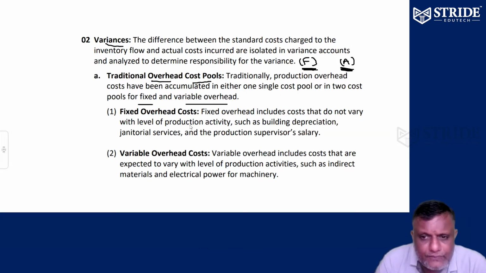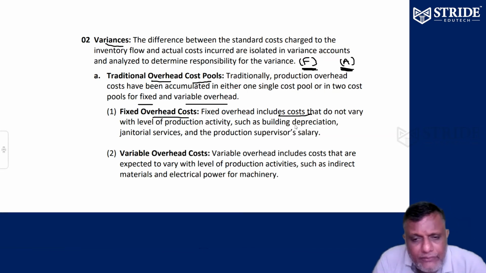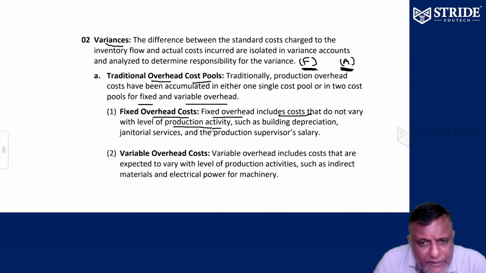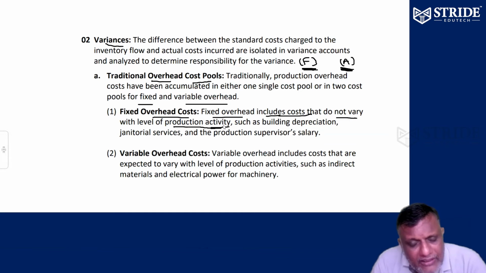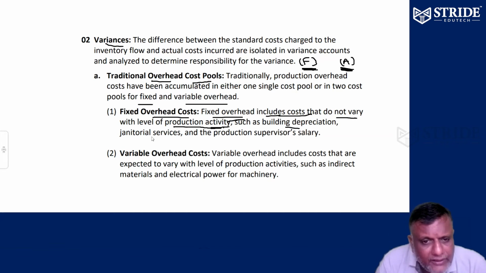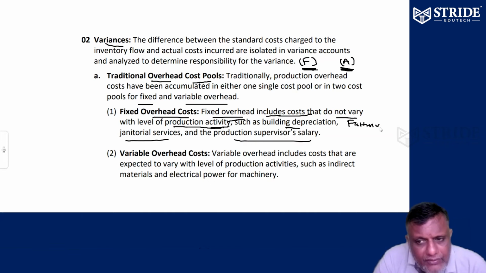So pulling to fixed. What is fixed overhead cost? Irrespective of output, this is the amount that is going to be incurred. Your level of activity will differ, but this fixed overhead remains fixed. It is always fixed. Irrespective of production level activity, it does not vary with production activity. Even if you produce 100,000 units, it will not vary. Even if you produce 10,000 units, it will not vary. Examples: depreciation, rent, storekeeper salary, janitor services, production supervisor salary, building depreciation, factory rent.